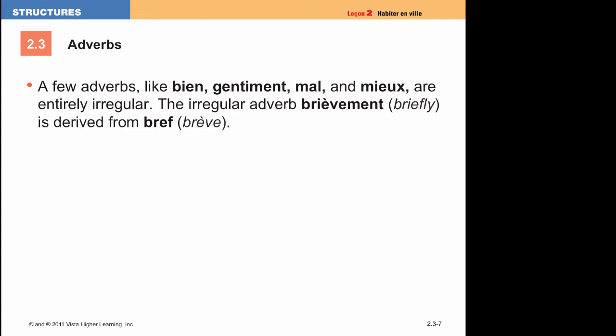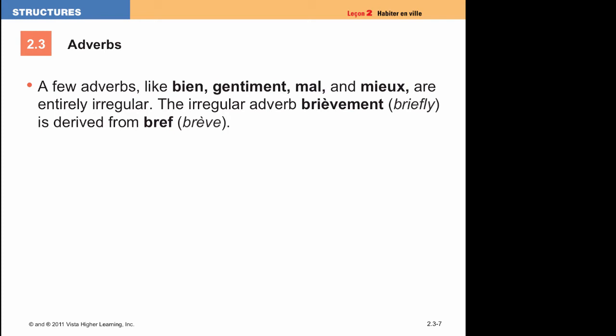A few adverbs like bien, gentiment, mal, and mieux are entirely irregular. Bien, of course you know, means well. Gentiment is nicely, cordially. Mal is bad. Mieux is better or best. Instead of saying meilleur, the adverb is mieux.